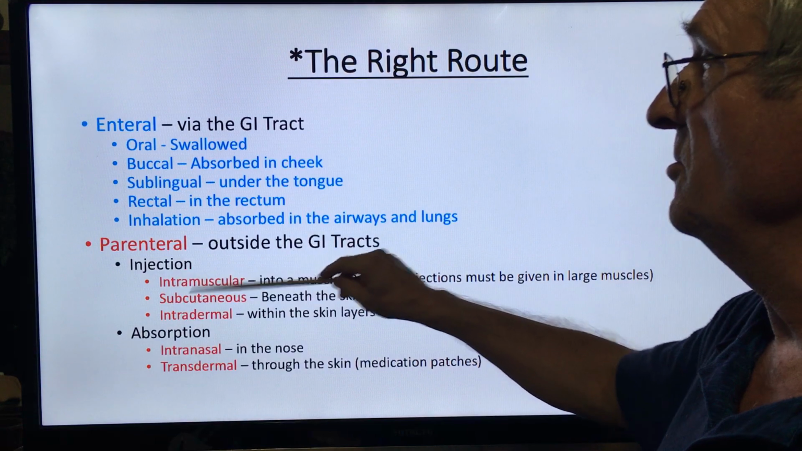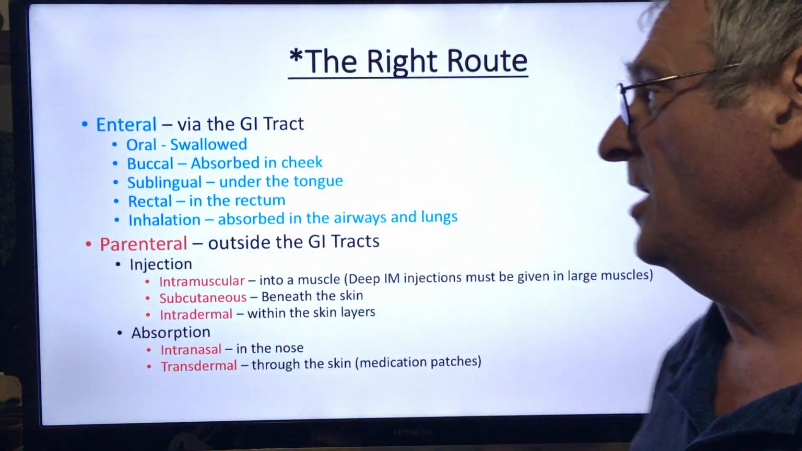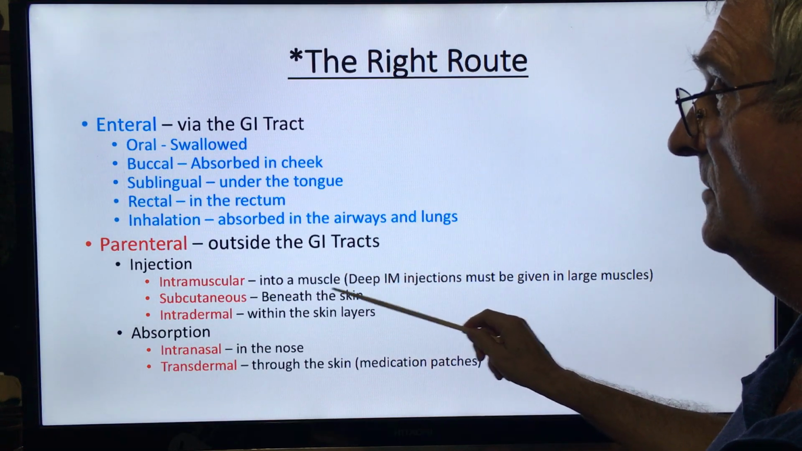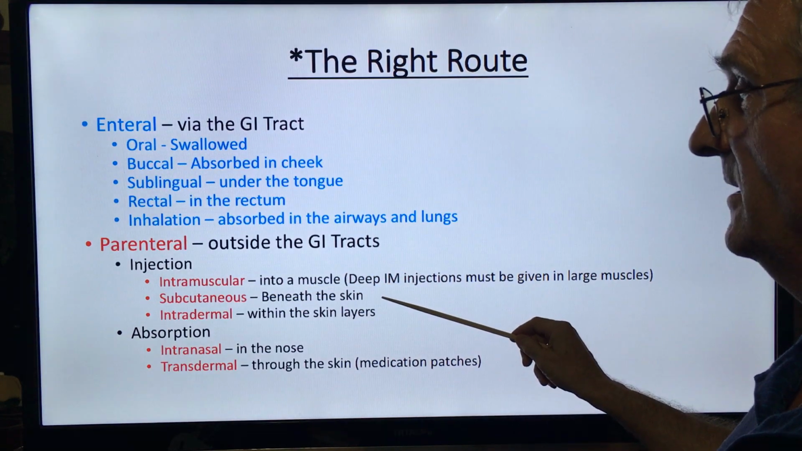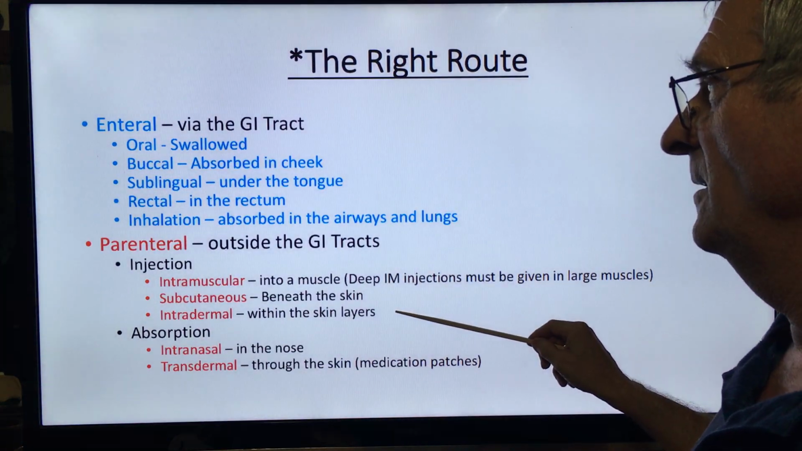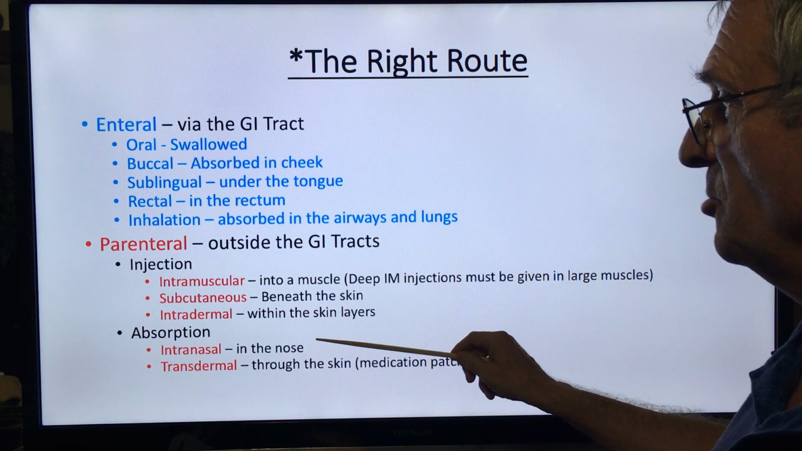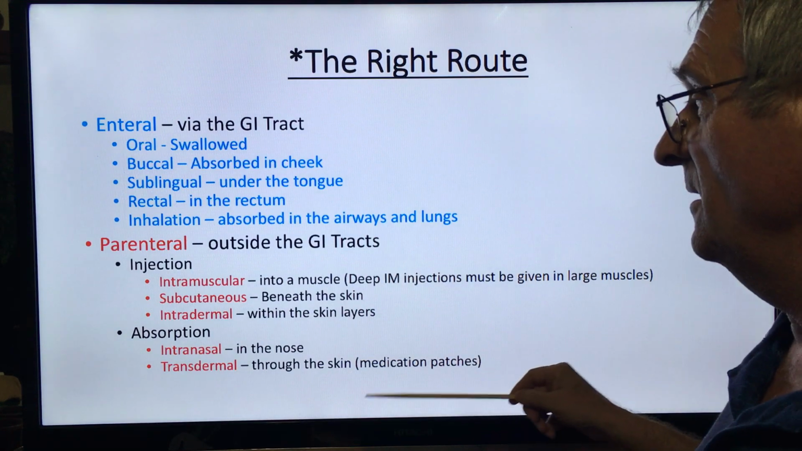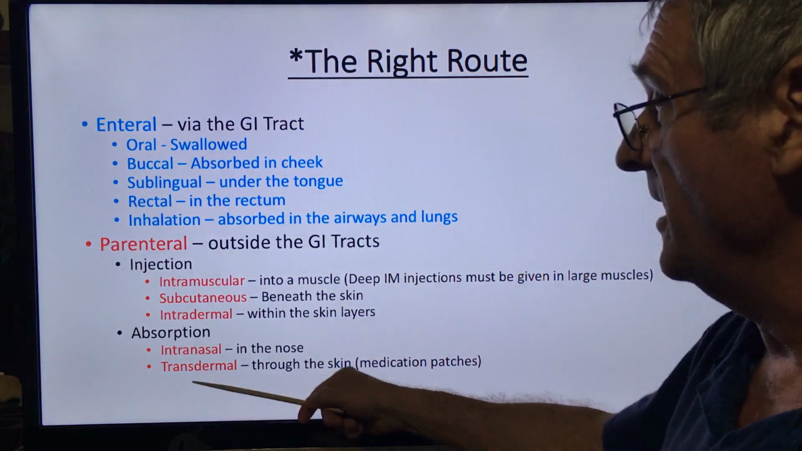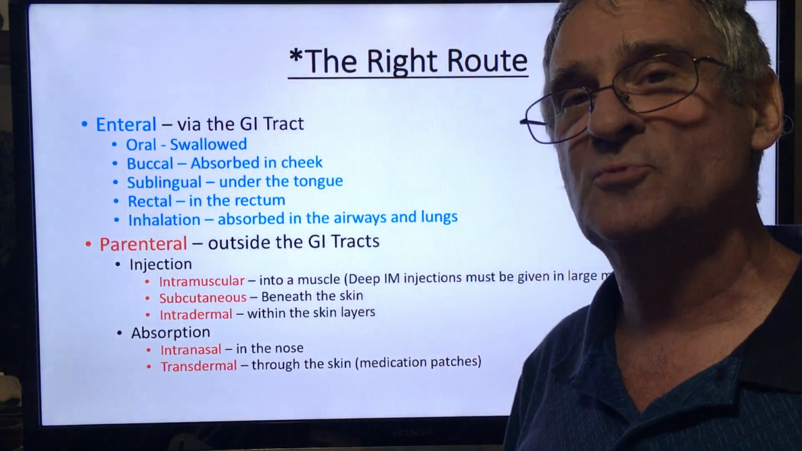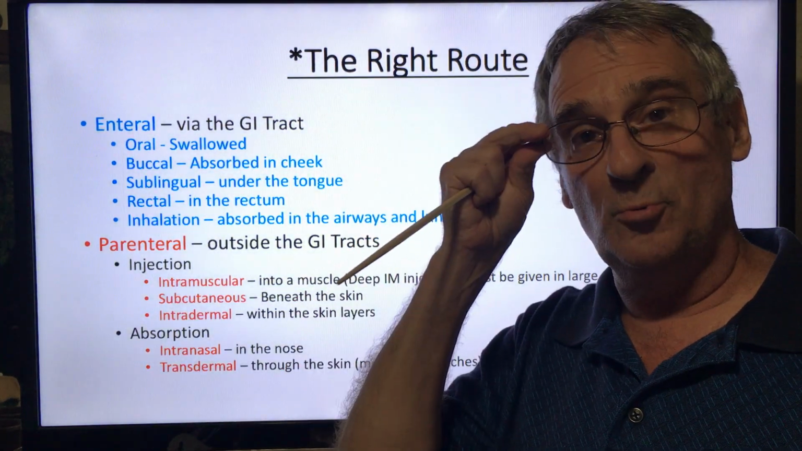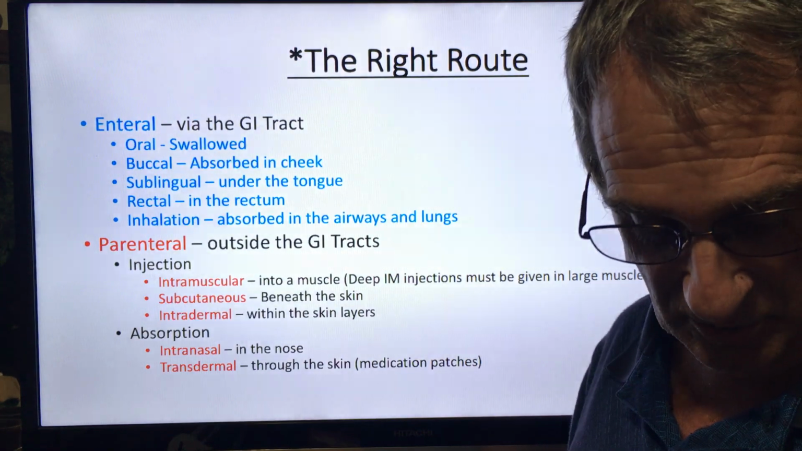Parenteral routes are those that are given by other means other than the GI tract. So these would include the injectables of intramuscular within a muscle, subcutaneous beneath the skin, and intradermal between the layers of the skin. Absorption, which includes intranasal in the nose, and then transdermal, which is through the skin. And something to keep in mind about transdermal medications is that if it absorbs through the patient's skin, it will absorb through your skin as well. So always make sure you're wearing gloves when you're handling transdermal medications.